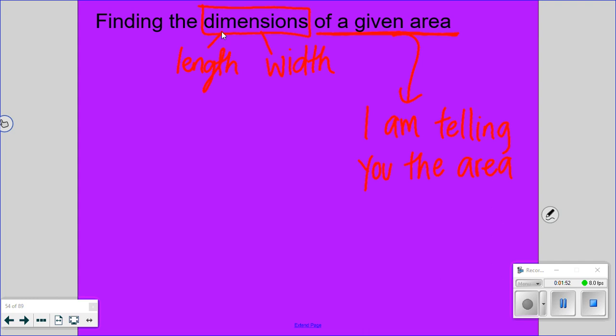That sentence just made me feel weird, you're trying to find the length and width, instead of finding the area.